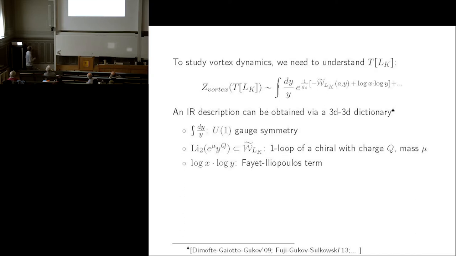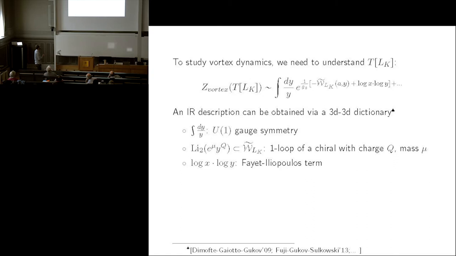To understand what it means, we have to, first of all, find a suitable description of what T[LK] is. And to do that, we can resort to a general fact coming from the 3D-3D correspondence, which is that the partition function of vortices of T[LK] should be essentially the same as the partition function of a Chern-Simons theory on the brane. But that is what we computed previously in the semi-classical limit.